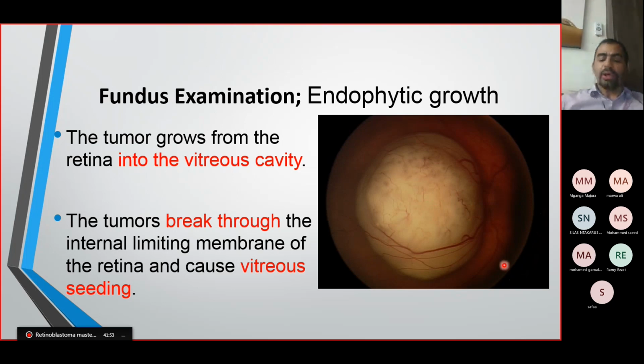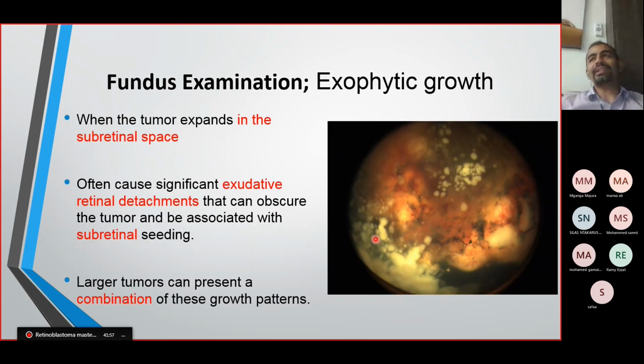Okay. On the contrary, the exophytic tends to give retinal detachment with accumulation of subretinal fluid, and this subretinal space will be invaded by the tumor cells. So it tends to grow underneath the retina and not towards the choroid. Okay. And it's very common to find exudative retinal detachment in this form of the tumor. Okay. And subretinal seeds rather than vitreous seeds.